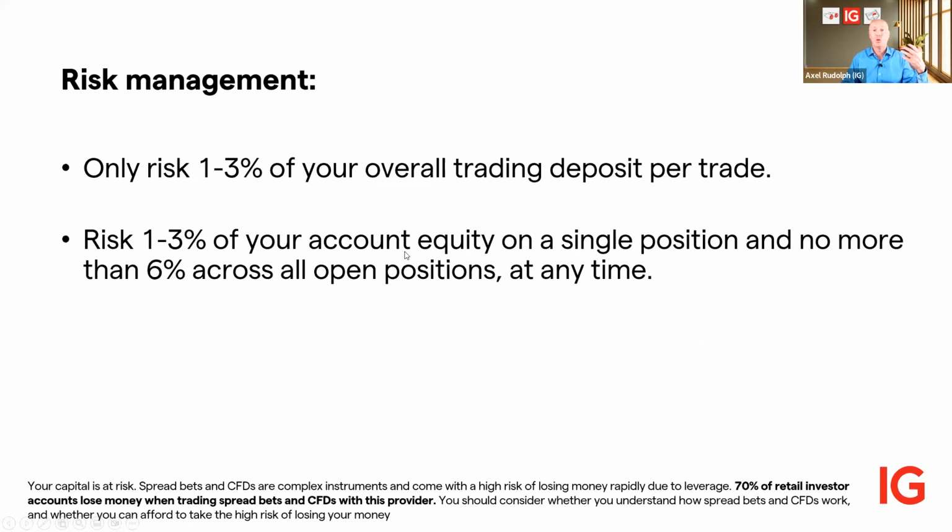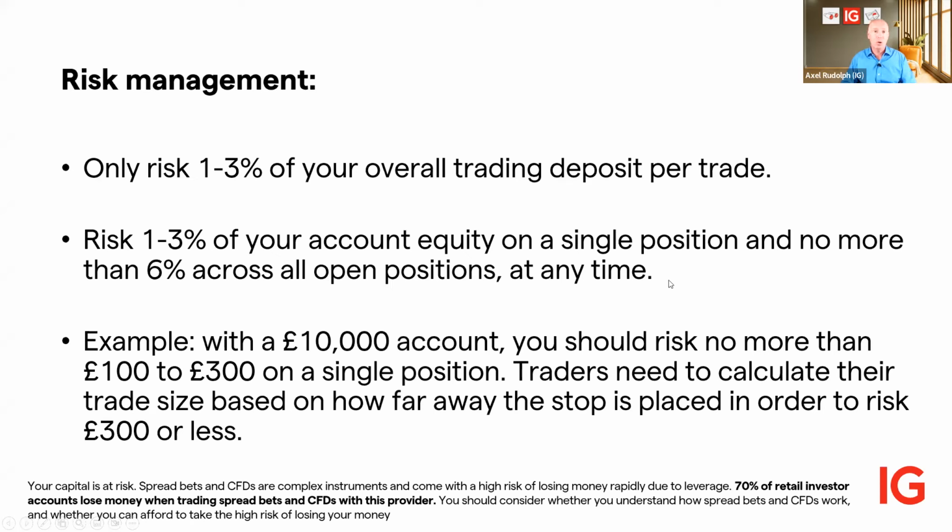So for example, if you have 3 different trades on at the same time, none of them should be bigger than 2%. So 3 times 2 is 6%. Or if you have 6 trades on, each one of these should be 1%. So just be aware of that. And in the example I gave you earlier with the £10,000, if you only risk 1%, you would risk £100. If you risk 3%, you risk £300 on a single trade.